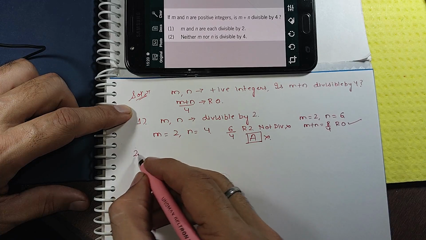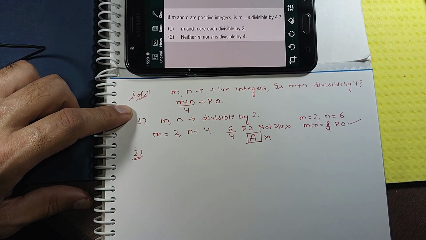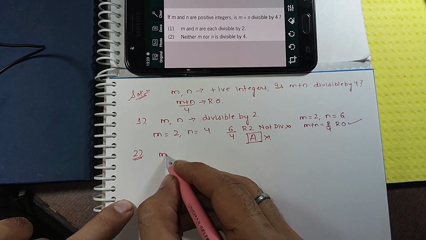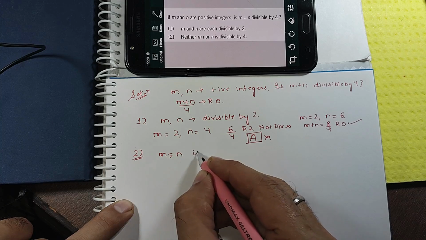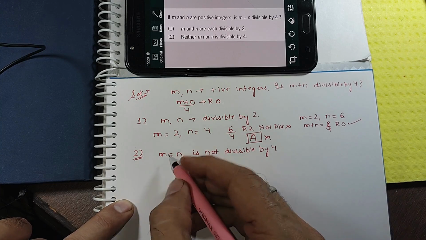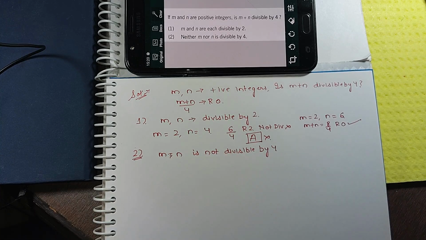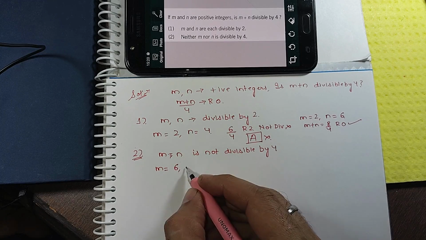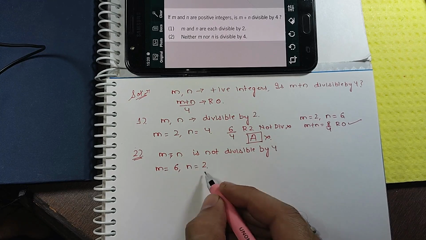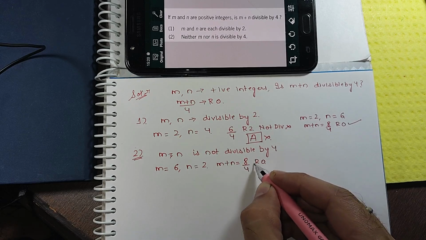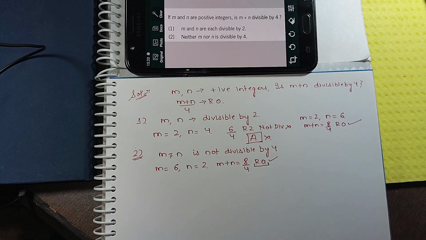Now moving to statement 2. Statement 2 says neither M nor N is divisible by 4. So what does that basically mean? It means individually they are not divisible by 4. So we will find two scenarios in which M and N, individually not divisible by 4, have their sum divisible by 4 and not divisible by 4. Let us suppose M to be equal to 6 and N to be equal to 2. So both are not divisible by 4. So M plus N is 8, and 8 divided by 4 gives us a remainder 0. So we will say that yes, it is divisible by 4, right?